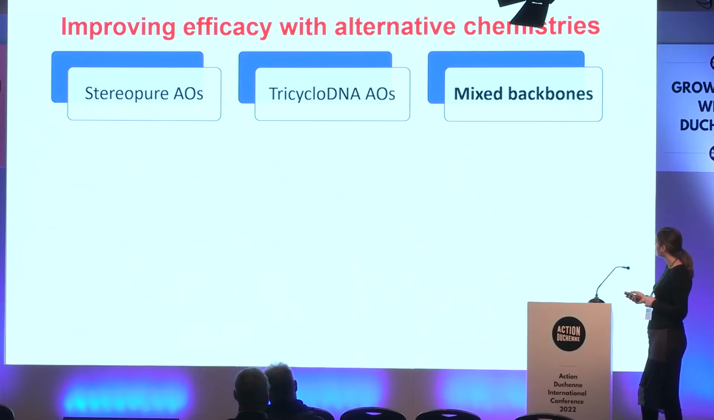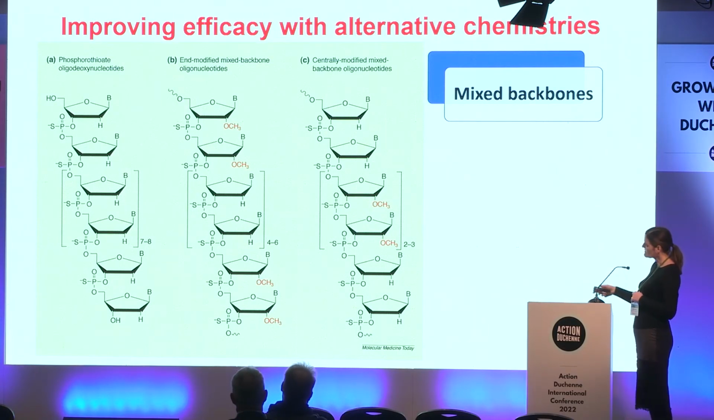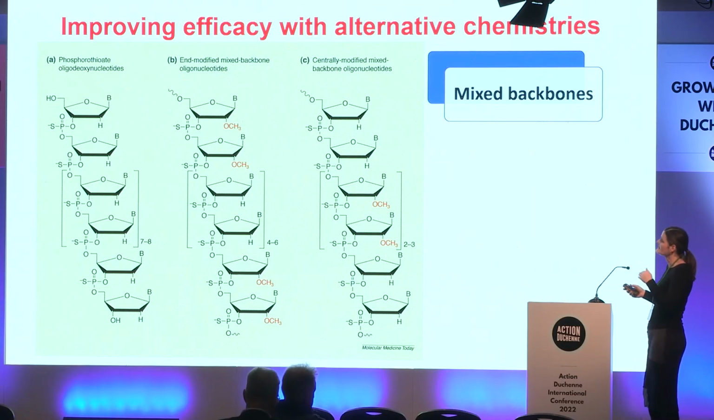And then lastly on the chemistries is the mixed backbones. So again, don't worry too much about the structures, but in A, it's all the same all the way through the length of the antisense. But in B, the ends are modified, the two bases on the end, the two circles on the end. And then in C, within the length of the antisense, they've introduced different chemistries. Don't worry too much, but it just means that it's not one chemistry all the way through.